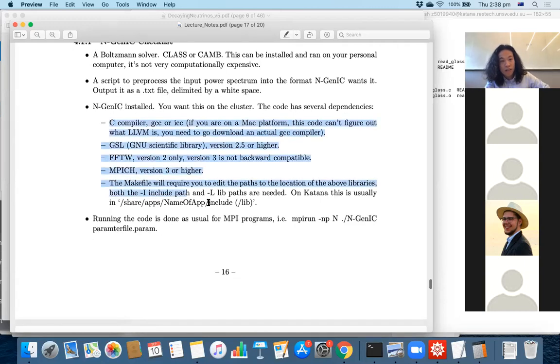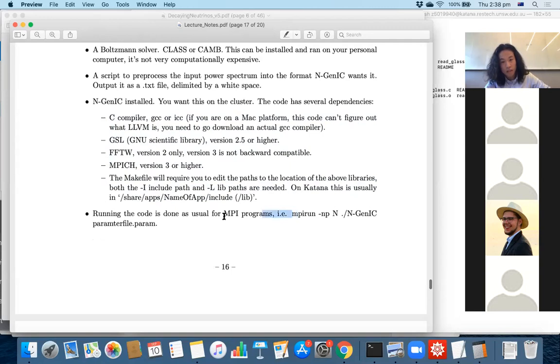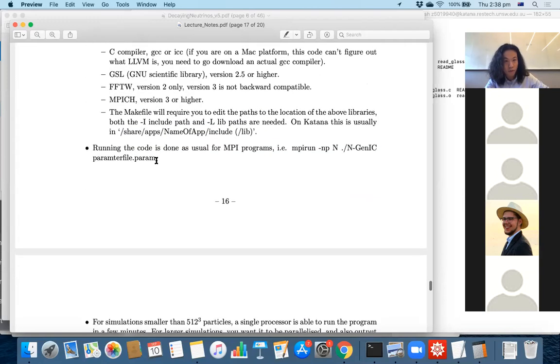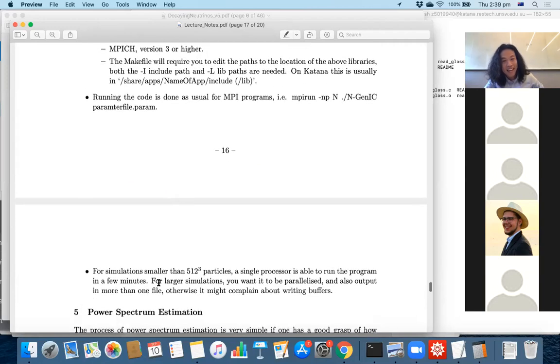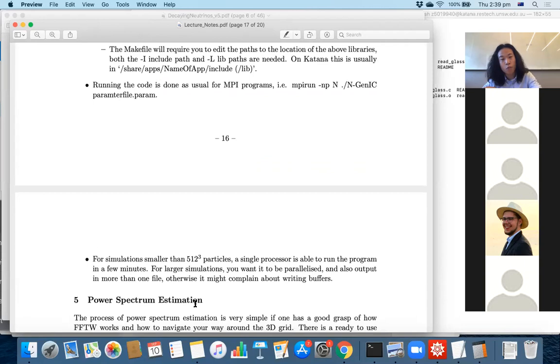And you need all these things for NGenic to compile, whether on the cluster or your MacBook. Then you run the program using this line: mpirun -np, the number of processes, and the parameter file that you specified for that run, without a full stop at the end. For most simulations, a single processor is able to generate the initial conditions in a couple of minutes. Parallelize for 1 billion particles or larger, because NGenic will complain. For some reason Gadget doesn't complain, so you can ask Gadget to write output for 1 billion particles into just one file, and it is perfectly happy to do that.